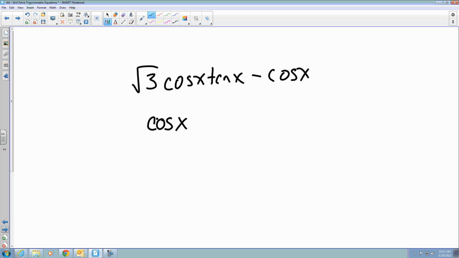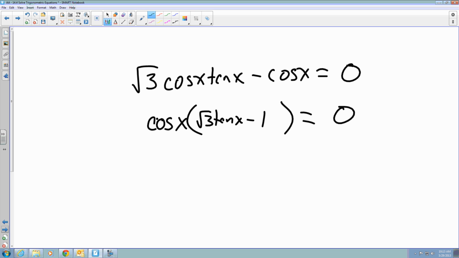Here's another one. Let's say I have square root of 3 cosine x times tangent x minus cosine x. So now in this case, I have a common trig function of cosine of x. So that means I'm going to factor out a cosine of x. So cosine of x is on the outside of my parentheses. And then on the inside of my parentheses, I'm going to have square root of 3 tan x minus 1. Again, same process. If I were to distribute that cosine of x, I'd get what I had on the top.